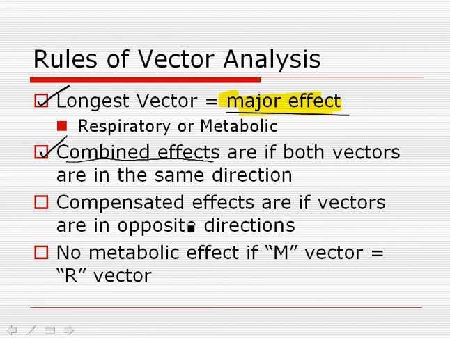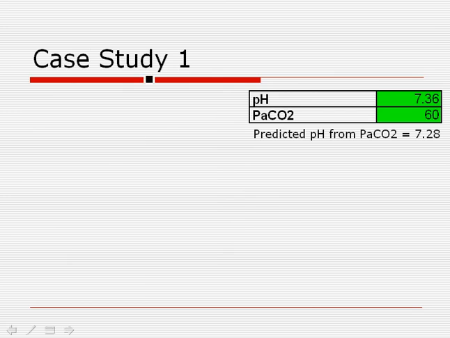If the vectors are in opposite directions, this is a compensatory effect, and I'm going to show you examples of that in just a minute. If the metabolic vector has no effect, then it's all due to the respiratory component. So we'll check that out as well. I'm going to show you an example of that. Okay, let's get busy. First case study.